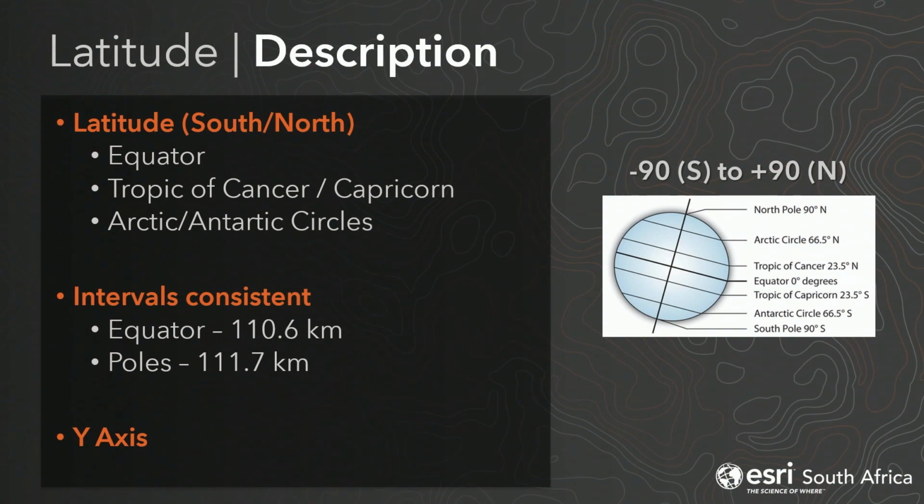The catch is those lines are equidistant. So typically, even at the equator, about 110 kilometers, and at the poles 111. So they're an equal measure across the globe. And this is, in GIS terms, the y-axis. So keep that in mind.